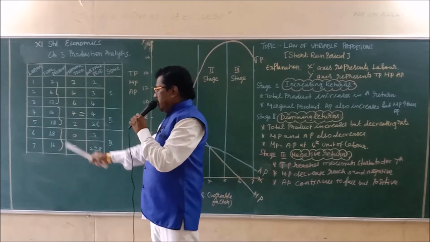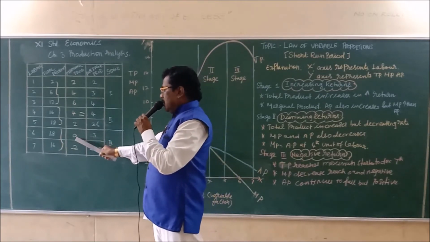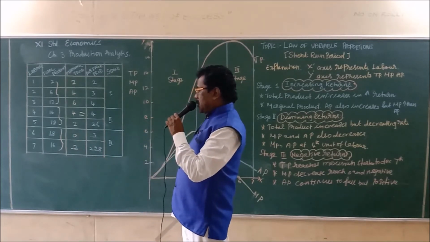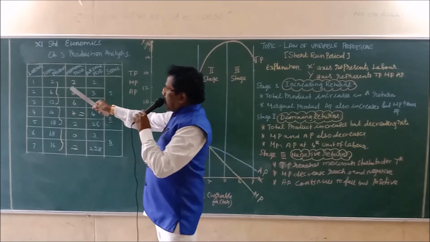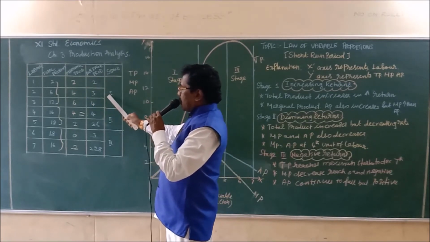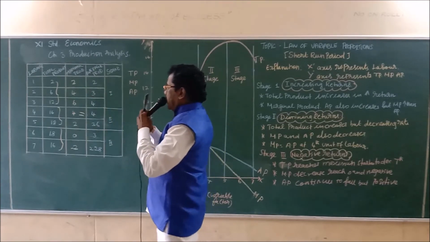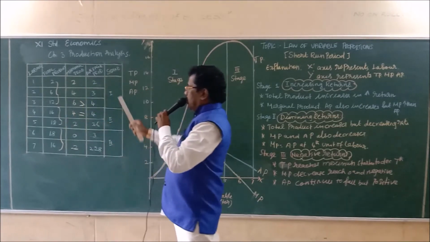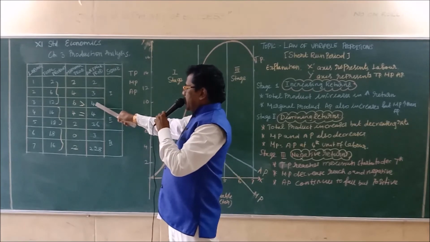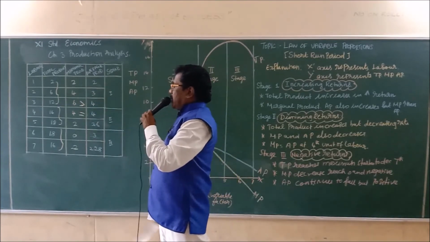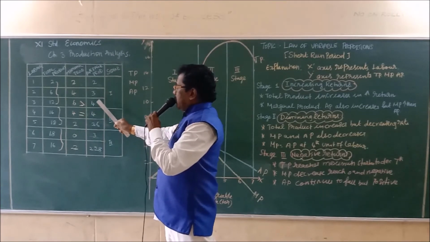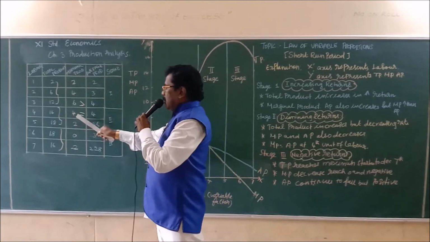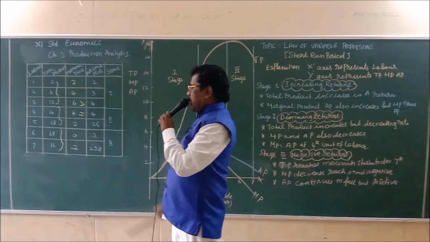Then in the 3rd stage, the marginal production goes to 0, and at the 7th unit it goes into negative, that is -2. So in the case of marginal product and average product in the first stage, the marginal product is higher than the average product. In the first stage, the average product maximum is 4 and the marginal product is 6. That is, the marginal product is higher than the average product in the first stage. In the second stage, at the 4th unit of labor, the marginal product is equal to the average product.